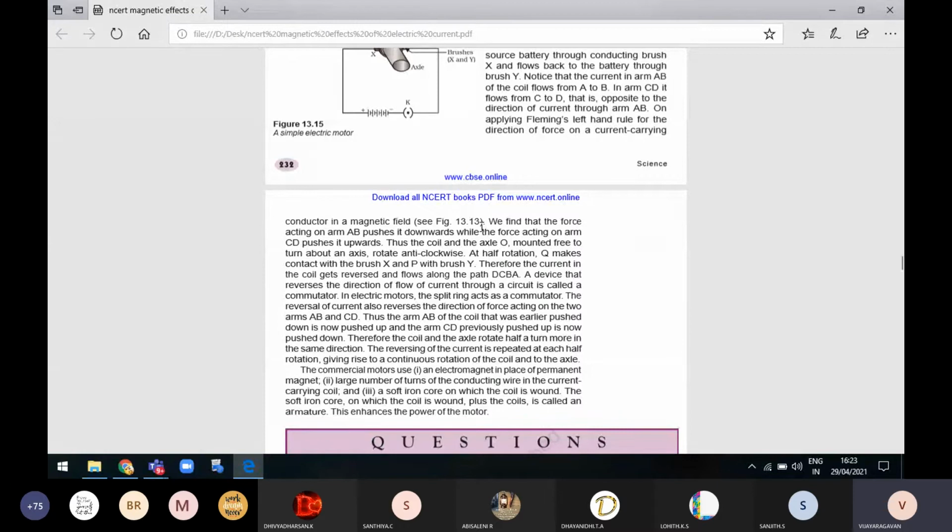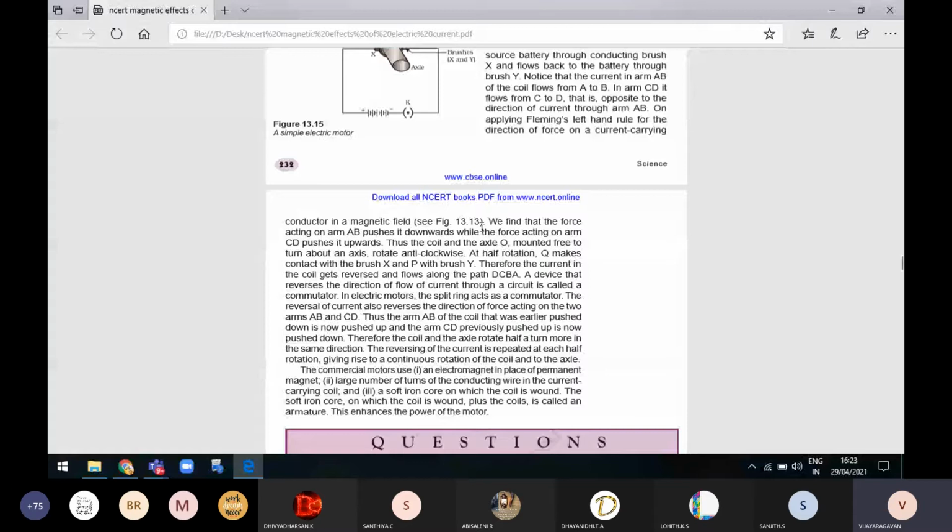Okay, this motor we see in the laboratory model. But the commercial motors we use for the fridge and the fan, what is the difference between that motor and this motor? If you look, the commercial motor uses an electromagnet in place of the permanent magnet. Here we are using the permanent magnet, but commercial motors use an electromagnet, that is, a temporary magnet.